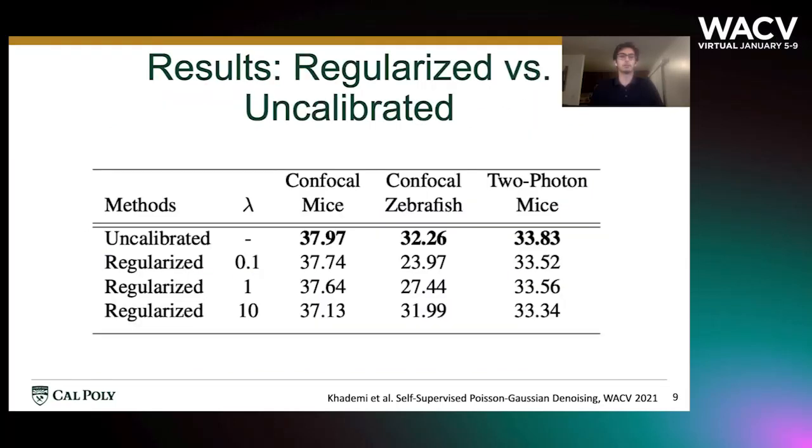Next, we take a look at a comparison between our regularized model and our uncalibrated model. Looking at the performance of the regularized model for each dataset, we can see that the denoising quality varies greatly depending on the value of lambda. We also see that a different setting of lambda is optimal for each dataset, which indicates that hyperparameter tuning of the regularized model is critical for obtaining good denoising performance. On the other hand, our uncalibrated model does not require any hyperparameters, and outperforms the regularized model at any setting of lambda.